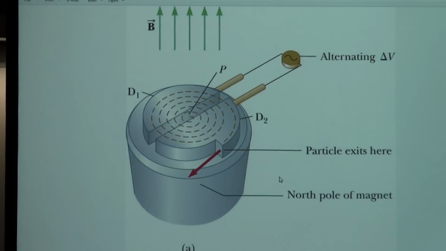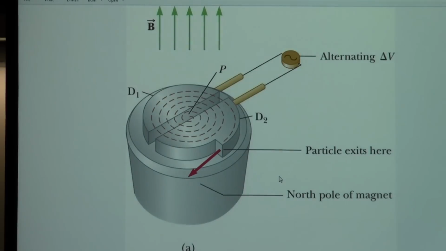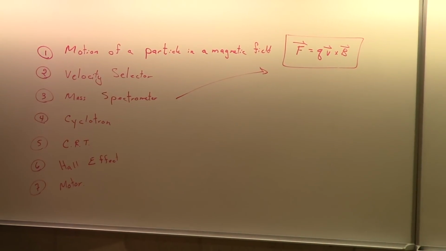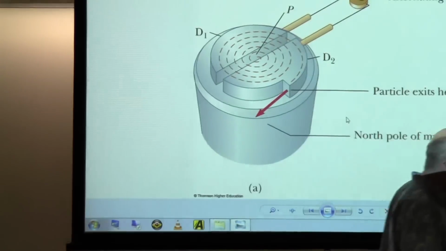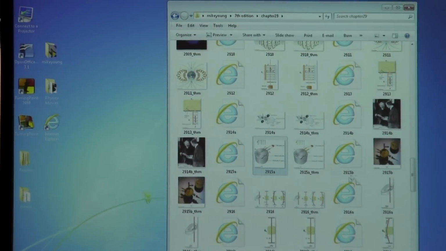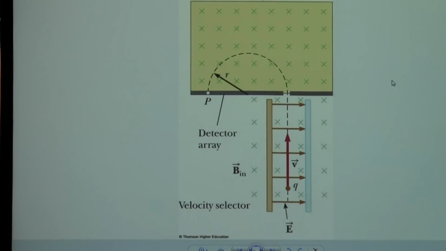I don't think we did the equation for the mass spectrometer. Oh, we didn't? All right. Let me do it real quick here. For the mass spectrometer, maybe I'll go back to that picture so you can keep seeing, but the object is going in a semicircle here, or a part of a circle. Where is it? Here we go. Not that one. That one.